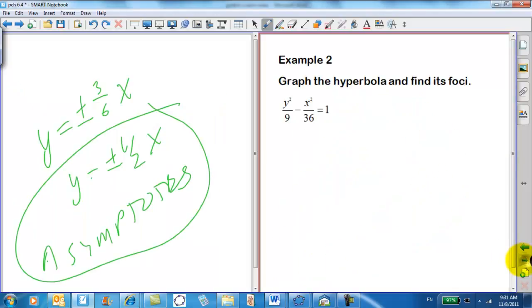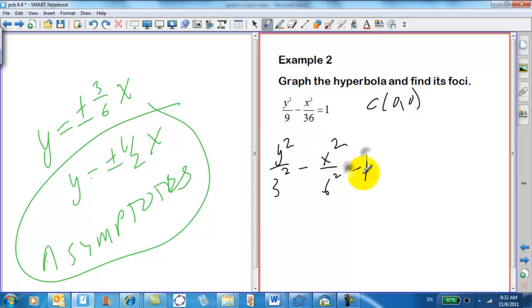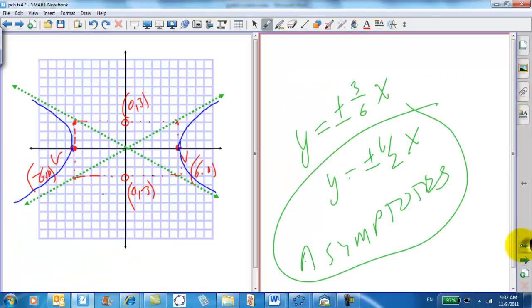Now our next example, graph the hyperbola and its foci. y squared over 9 minus x squared over 36 equals 1. So we can get it in the form again. The center is going to be at 0, 0. So we have y squared over 3 squared minus x squared over 6 squared equals 1. And essentially, we can copy what we did the other time here, because we have the same box of extent.